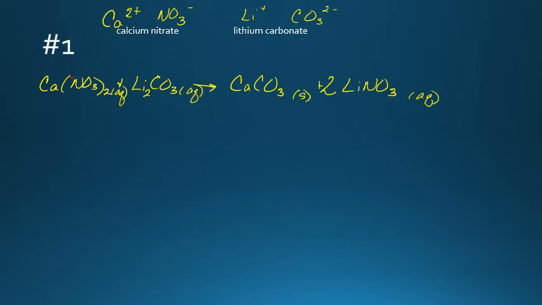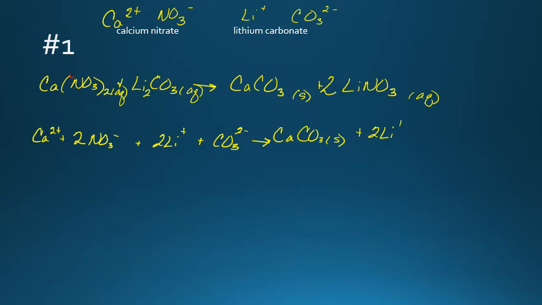Remember, that shows things as they exactly are in the solutions. Plus a nitrate, plus 2 lithiums, plus a carbonate. And we're going to leave the calcium carbonate alone because it exists as a solid in the solution. Don't forget that we also have 2 nitrates. It's a common one students will forget. They'll forget to distribute that to both of those.